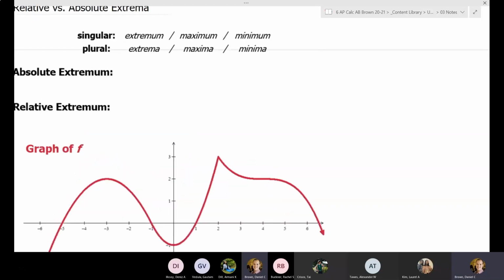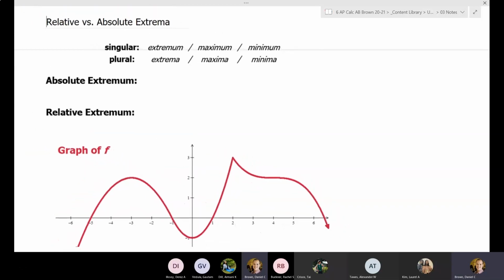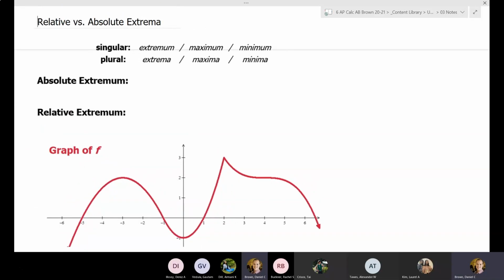We're going to learn about both of them, but because they have different definitions, we actually have to find them differently in calculus. So when I say absolute extrema, another word sometimes used for that is global extrema. And absolute extrema is going to be the highest or the lowest point on the graph. So the highest or the lowest point on a graph.